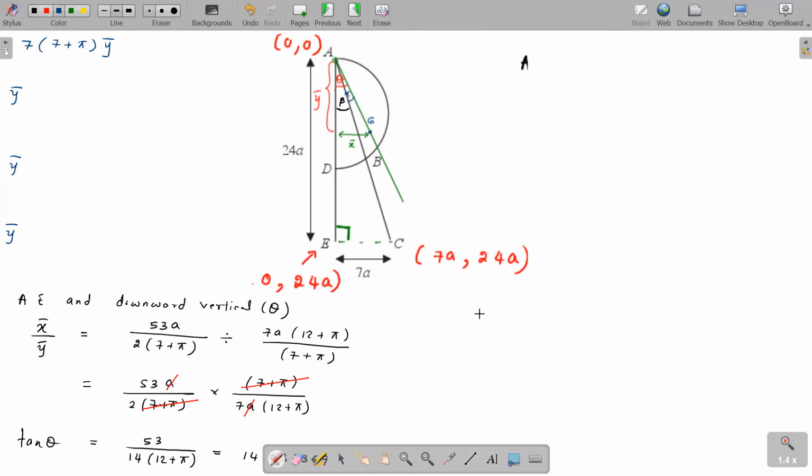Okay, so what do we get here? Tan beta, opposite over adjacent, opposite is 7A over 24A. So A to A cancels. Tan inverse 7 over 24 gives me how much?